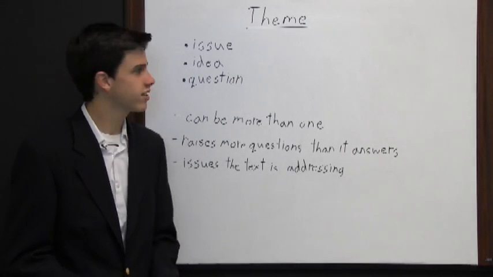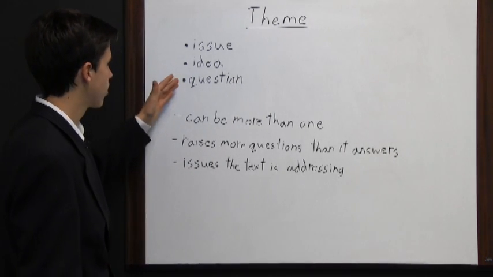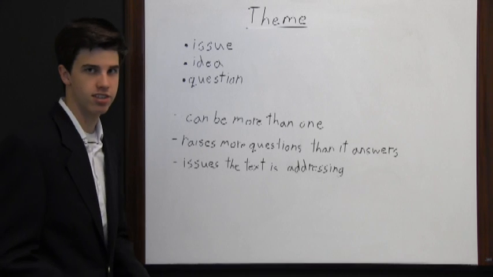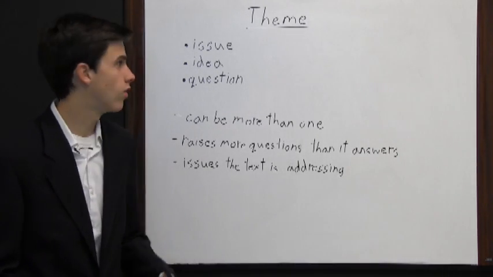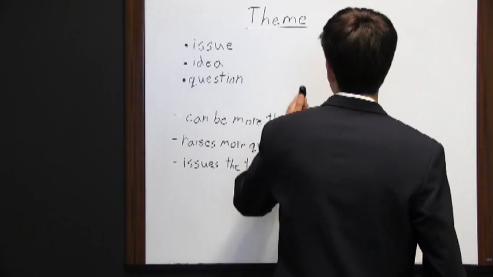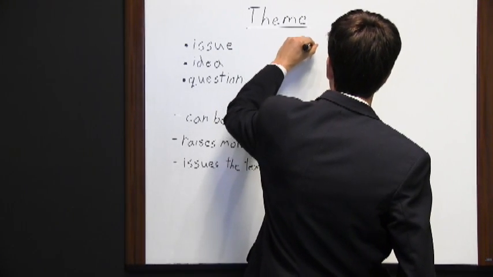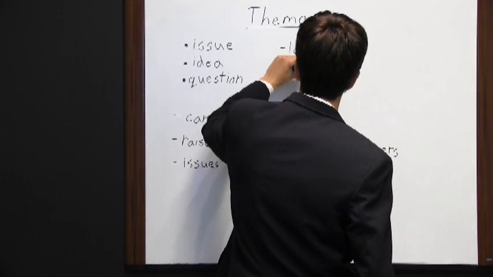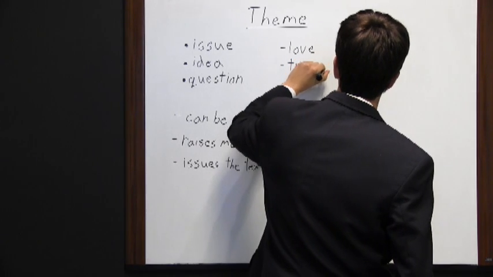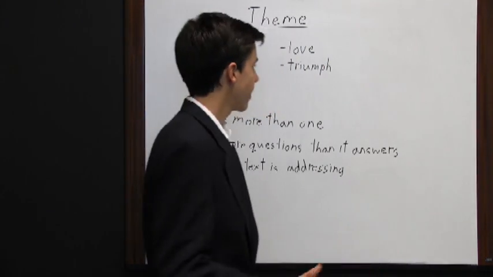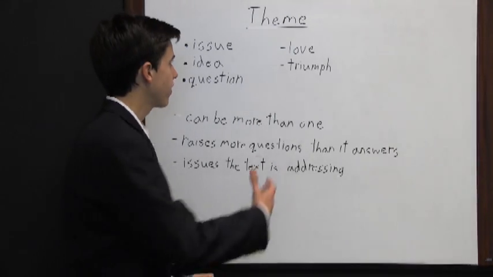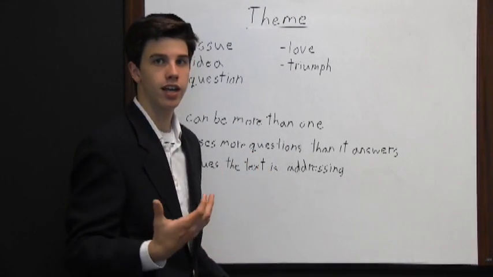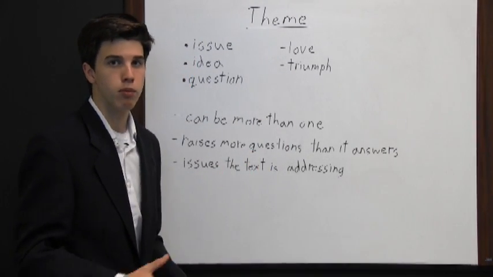A theme is basically an issue, an idea, or a question raised in a text. This is different than a topic or a main idea. So a theme might be something like love or triumph over difficult circumstances. So you might think of a topic or a main idea as what the whole paper is about, but a theme is something that's reoccurring throughout the entire book.